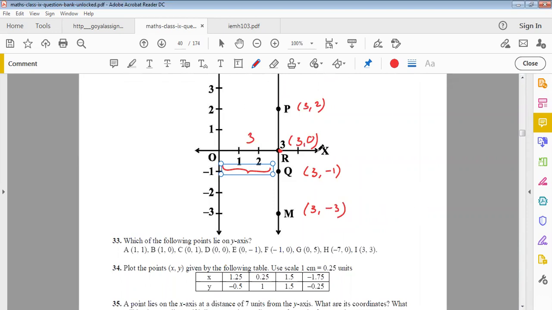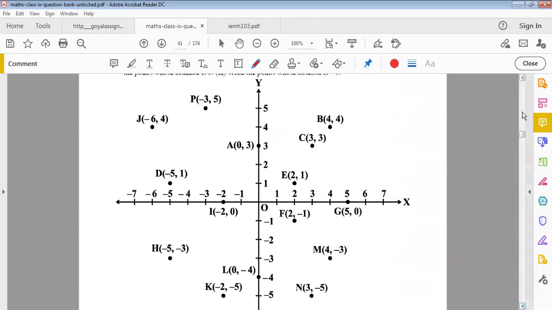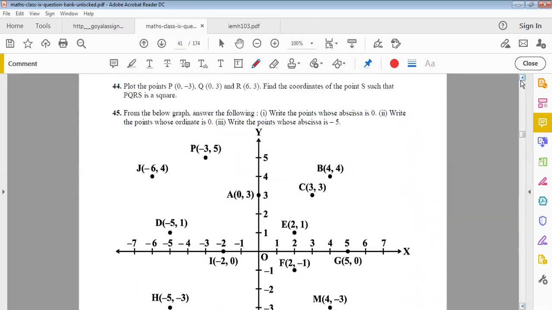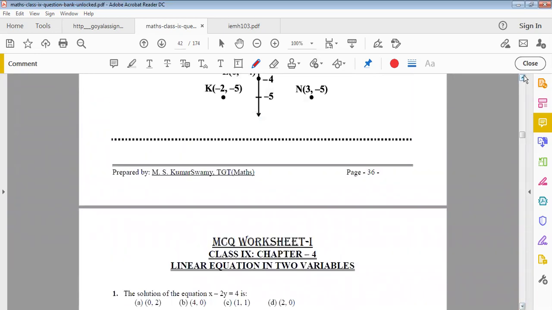So they lie on the same line. Which line? The x equal to 3 line. They all lie on the x equal to 3 line. Right, next. Okay, this and all, we can do it, no issue. Then I'm going for some other questions.